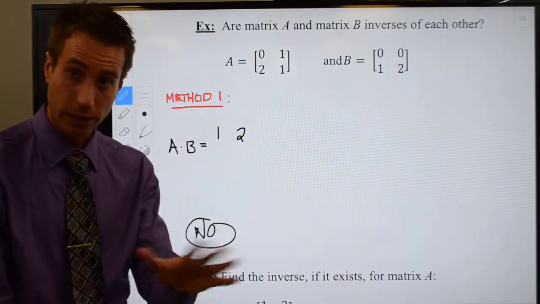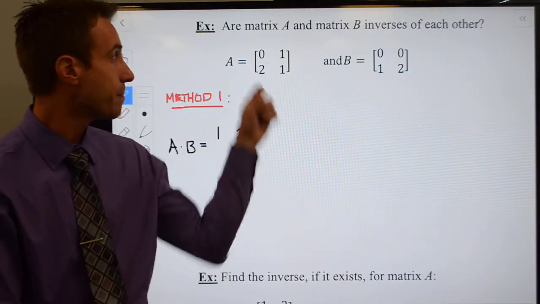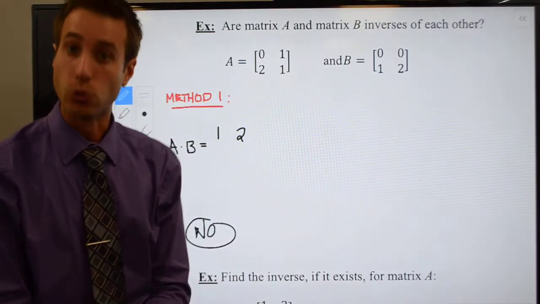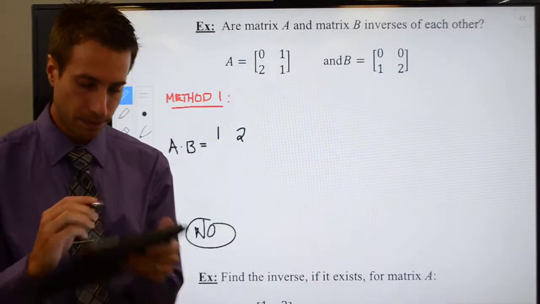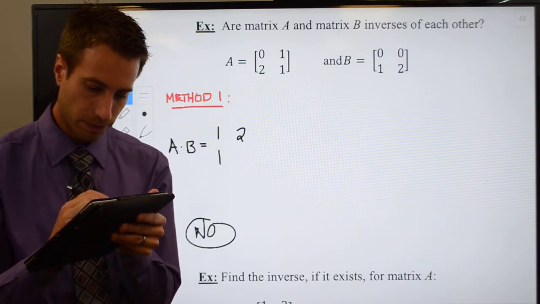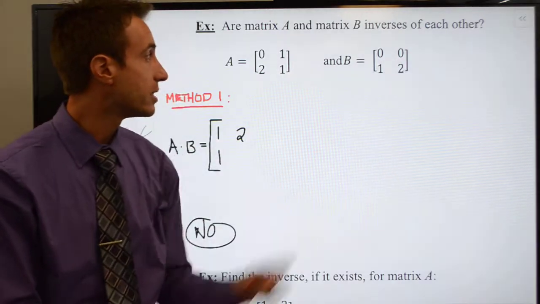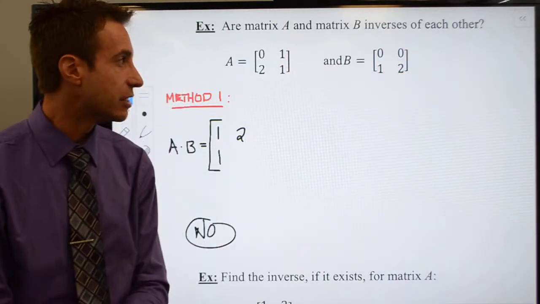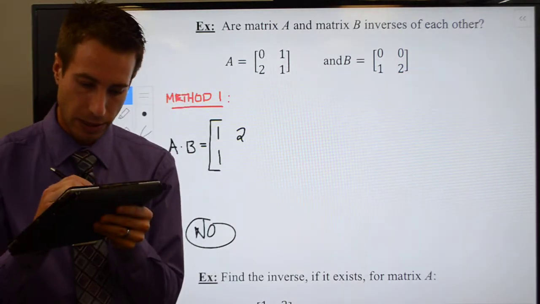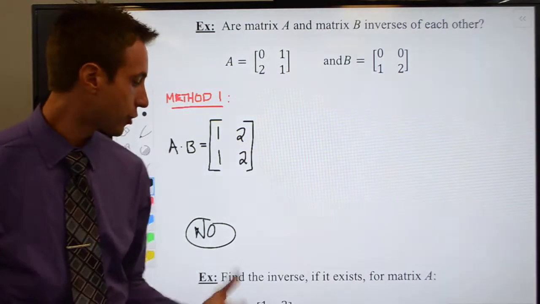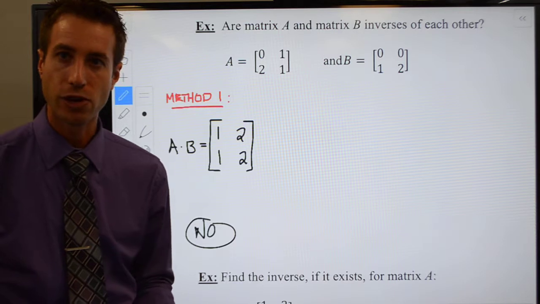But let's keep going for completeness' sake. We might as well finish it. 2 times 0 is 0. 1 times 1 is 1. 0 plus 1 is 1. And finally, 2 times 0 is 0. 1 times 2 is 2. 0 plus 2 would be 2. So I do not get the identity matrix, which tells me no, these are not inverses.